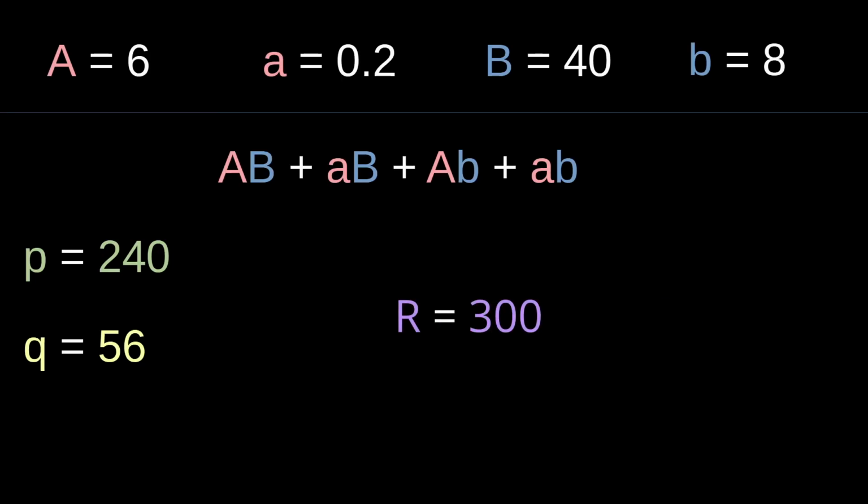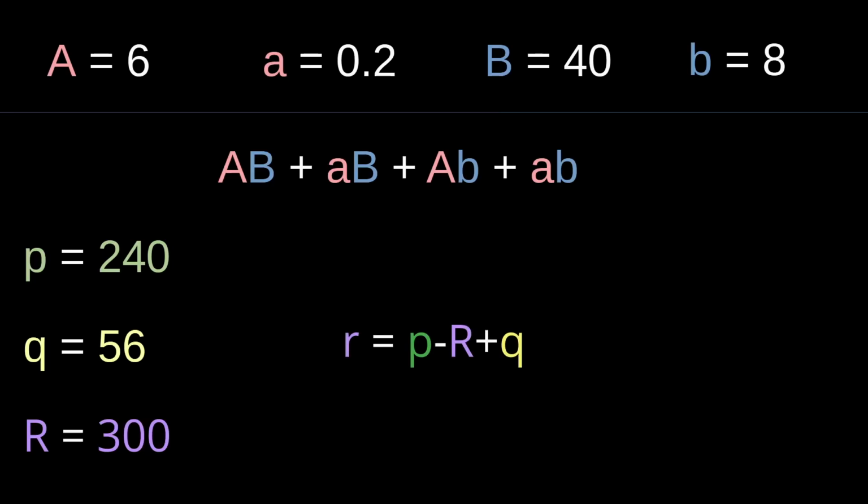Now we can have a look at computing the lower half of the result. If there was overflow just then, we want to actually remove that. So in order to compute the lower half of the result, we start out with lowercase r equals p minus capital R plus q, which will give us 240 minus 300 plus 56. And if you work that out step by step, you get negative 60 plus 56. And then if you do that, you get negative 4.